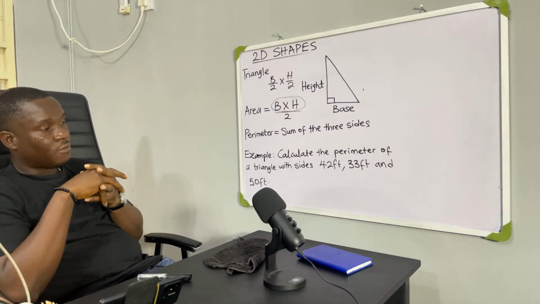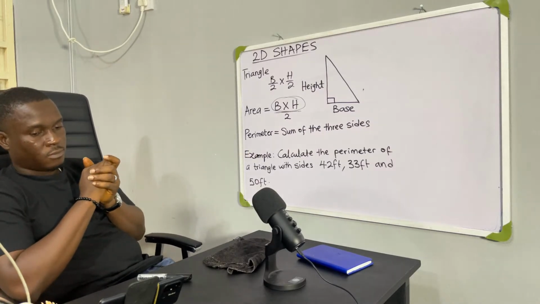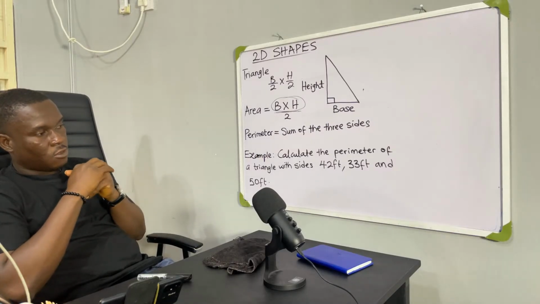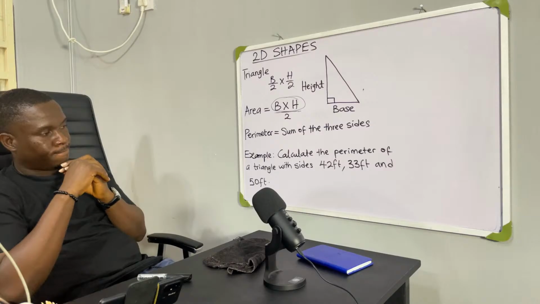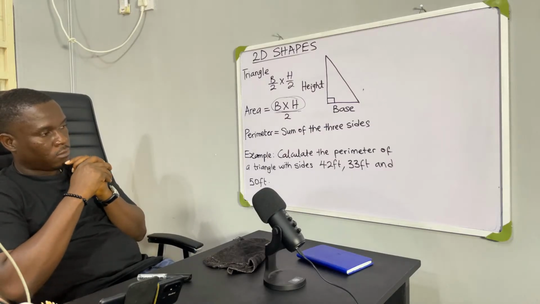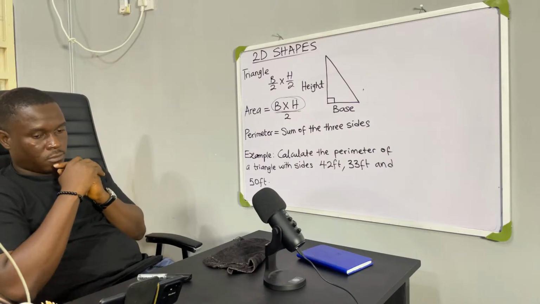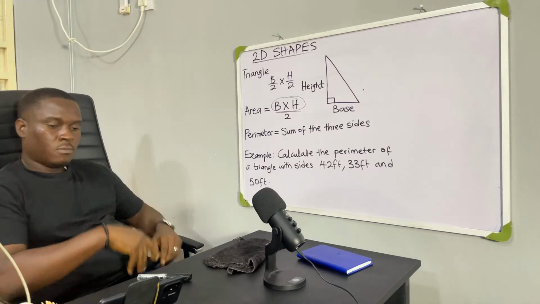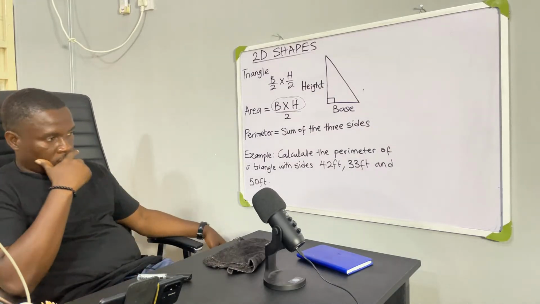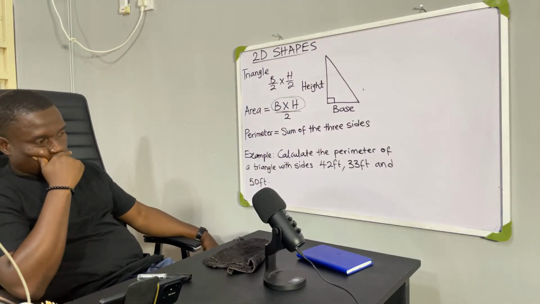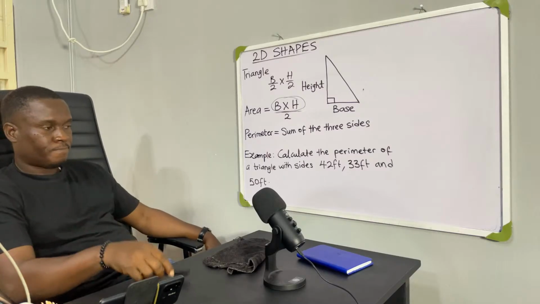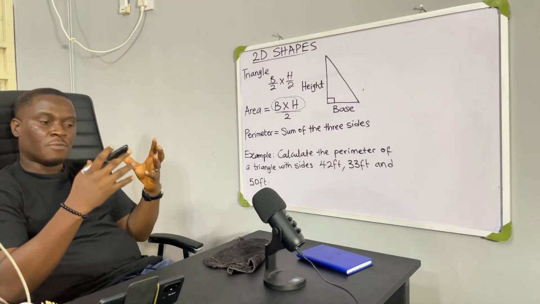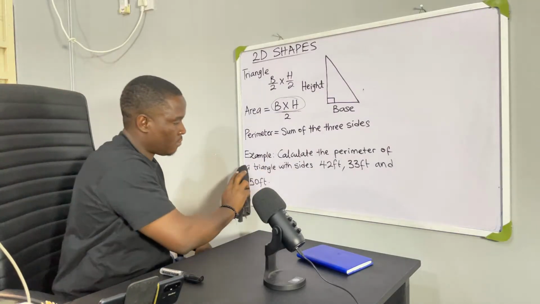So what will be the perimeter of this triangle? It would be the addition of all of them. And that's 125. Correct. Good. So you simply add all of them to get the perimeter. One more question.